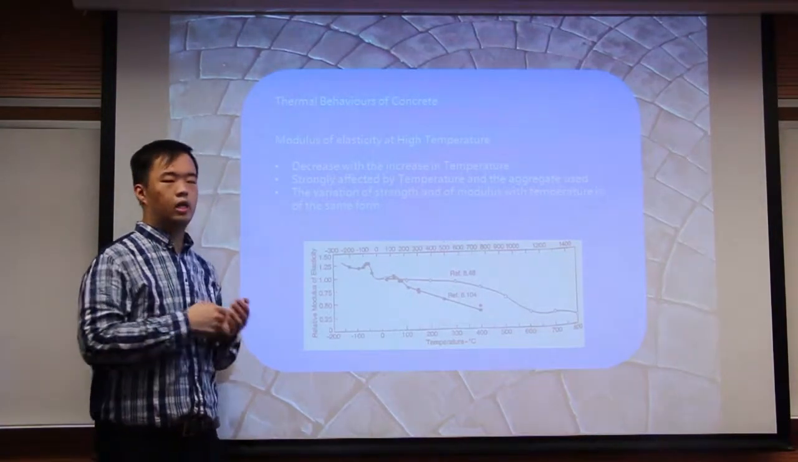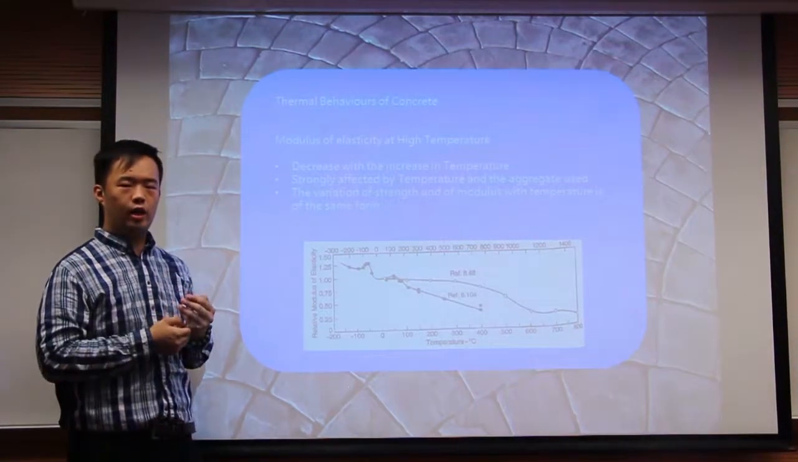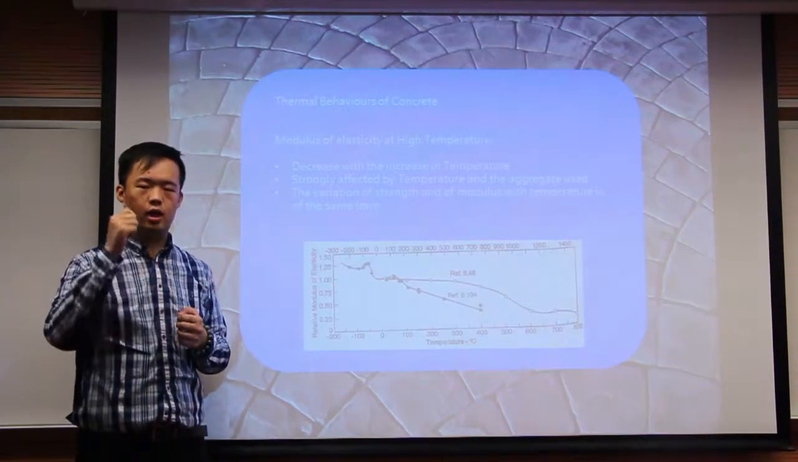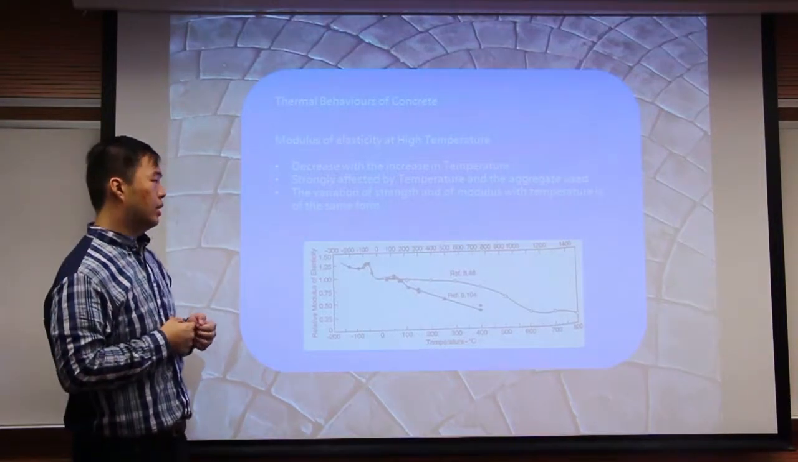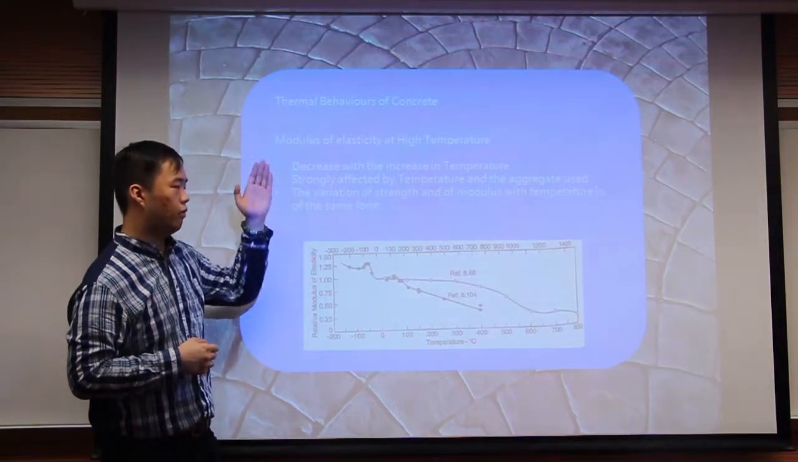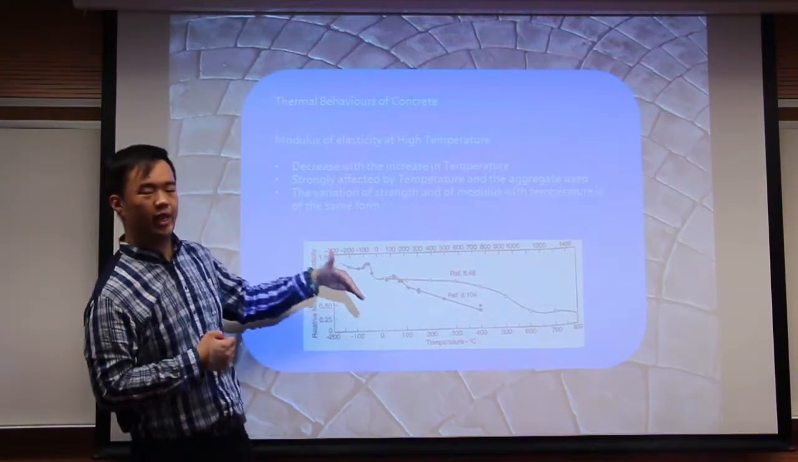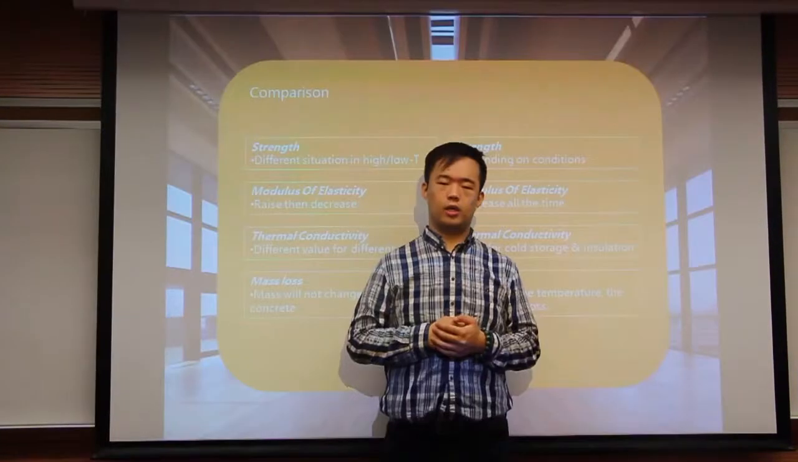But the indicators for the two processes are different. It will be strongly affected by the temperature and also the aggregate used for this concrete. And you can see the variation of strength and of modulus with temperature is of the same form, which means that they have the same tendency. So next we will talk about the comparison of the two materials.